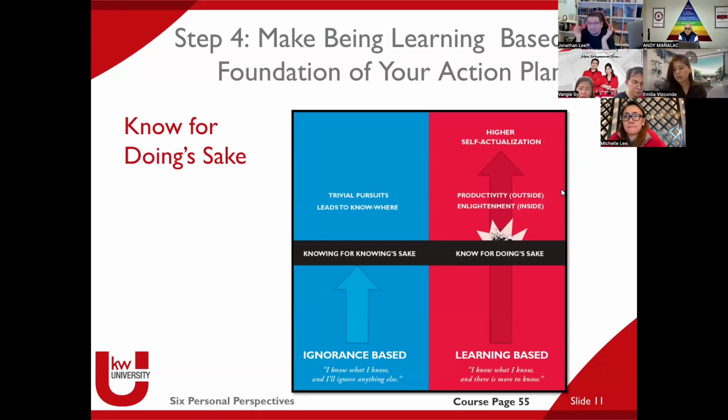Now, the ignorance-based is, I know what I know and I'll ignore everything else. Being learning-based is, I know what I know and there's more to know. There are a lot of things that we actually already know and actually we don't know, right? So being productive helps us to learn better. Being productive helps us to self-actualize better, right? And there's a lot of enlightenment as we begin to learn more.